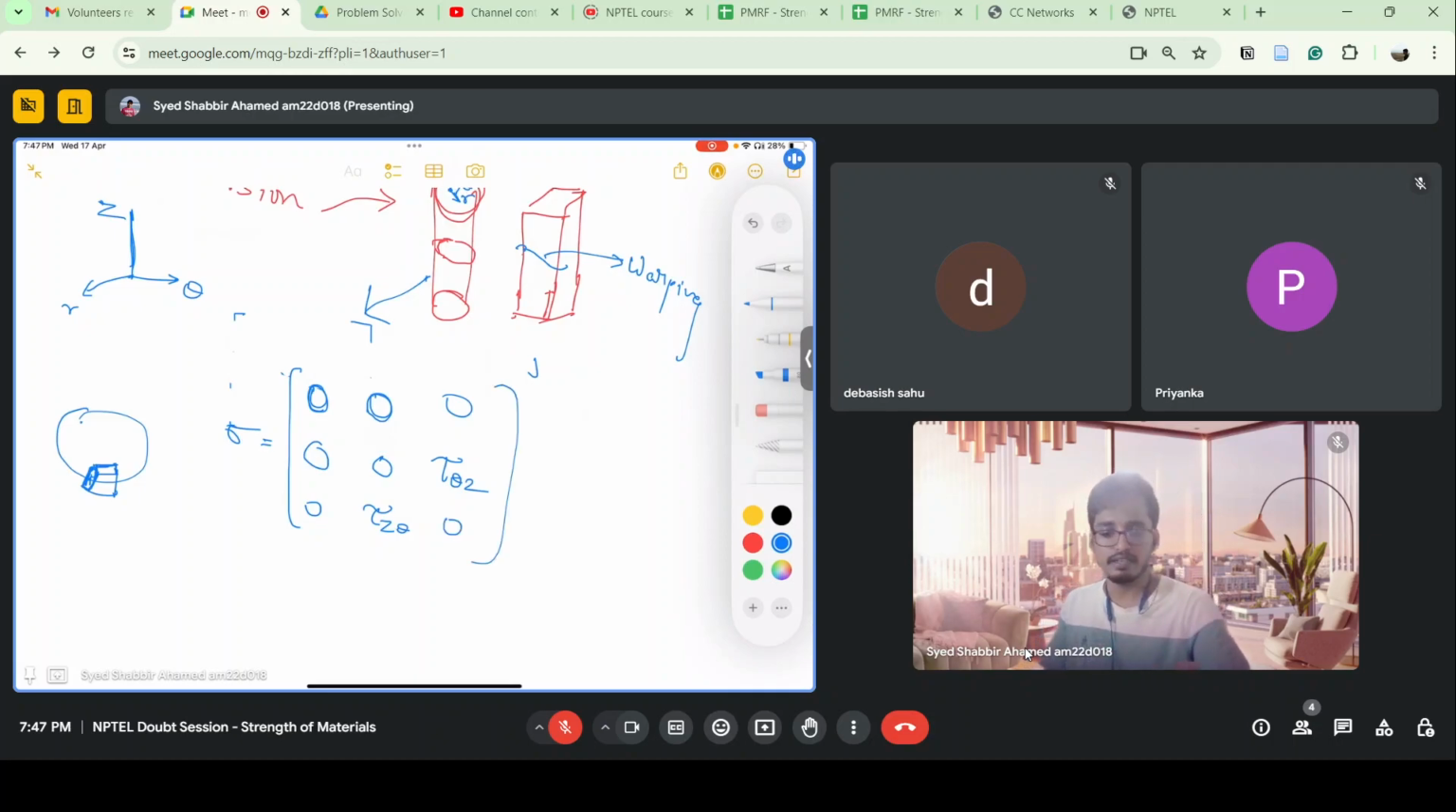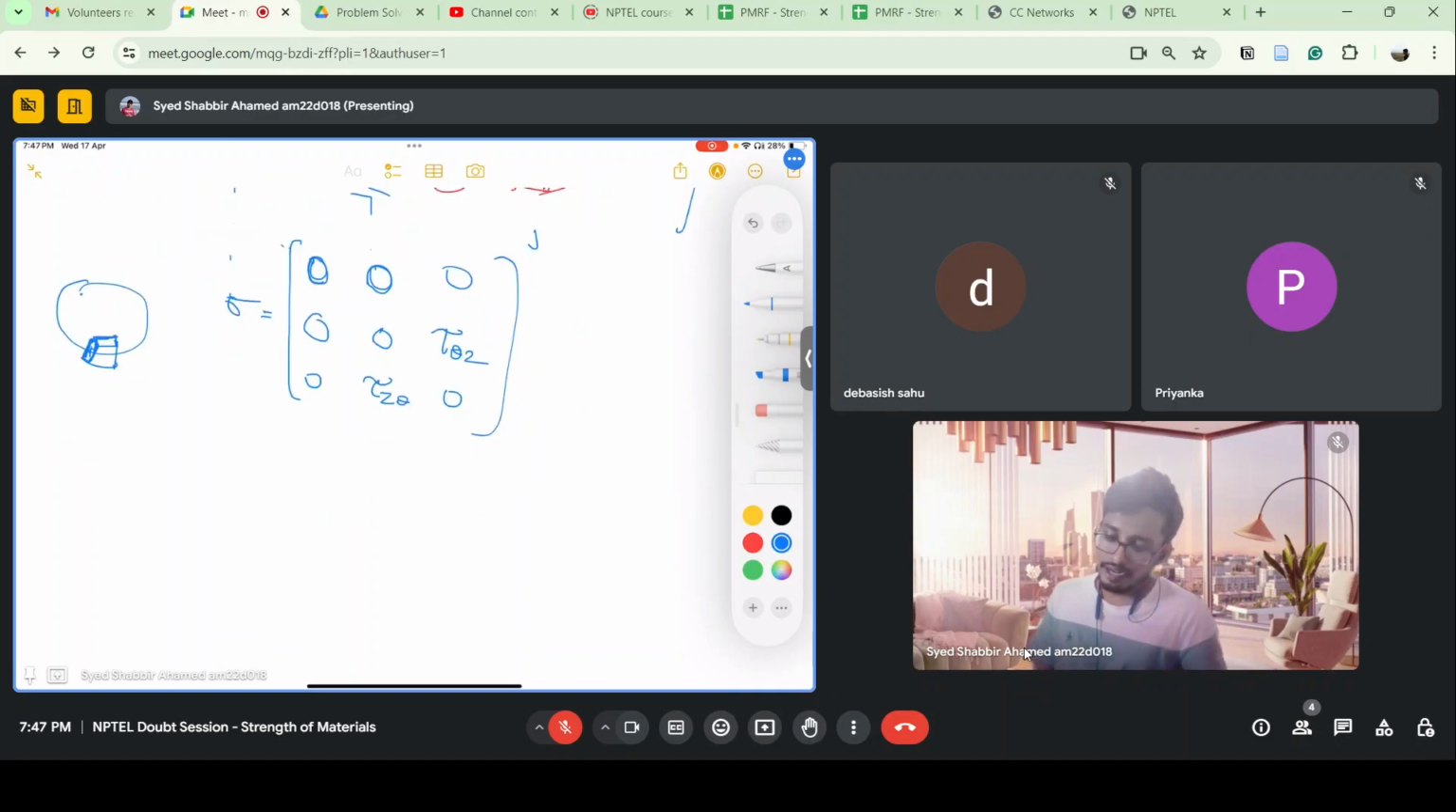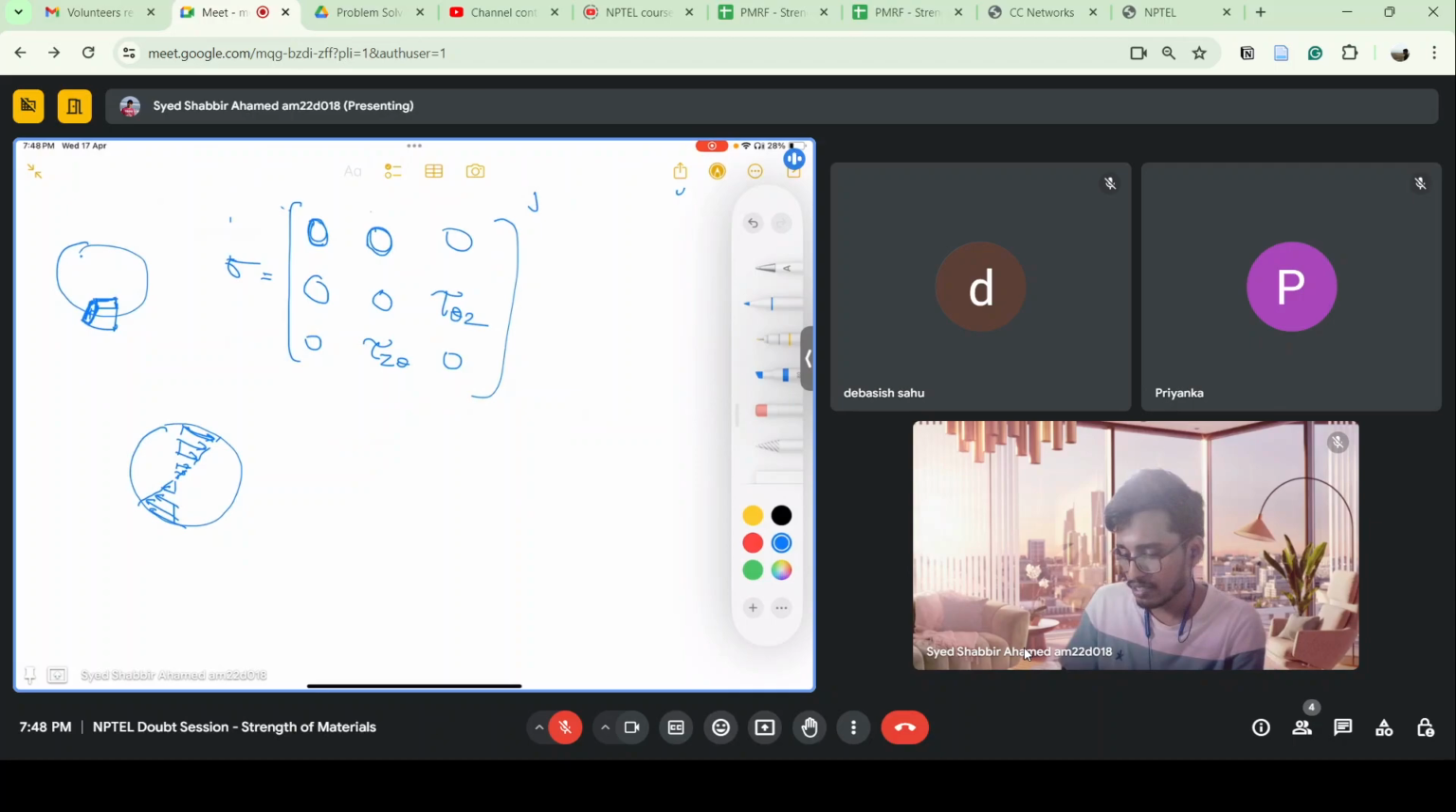This is how my stress tensor will look. And how will be the linear variation of shear stress due to torsion? It will be linear variation. So at the center it is 0, and at the farthest point from the center, the shear stress is maximum.